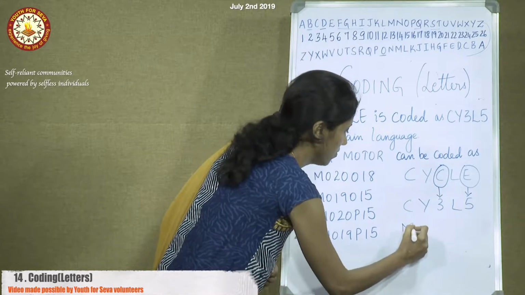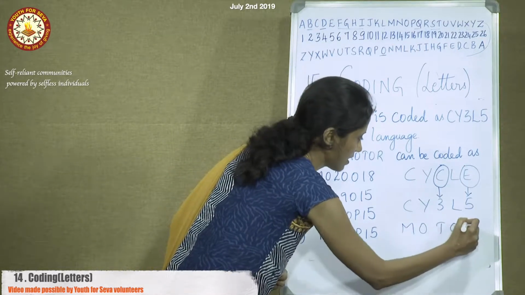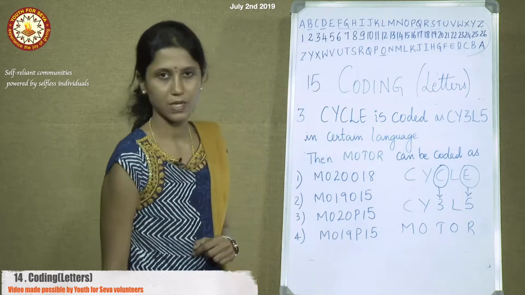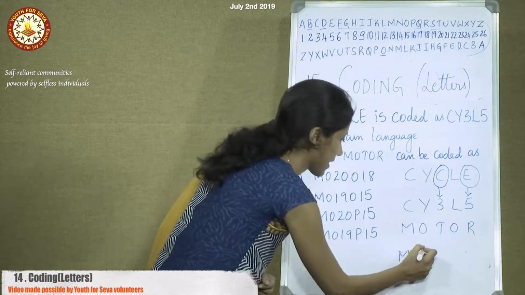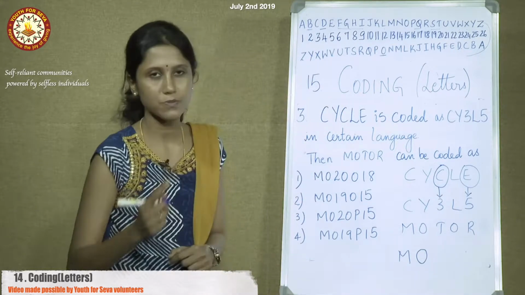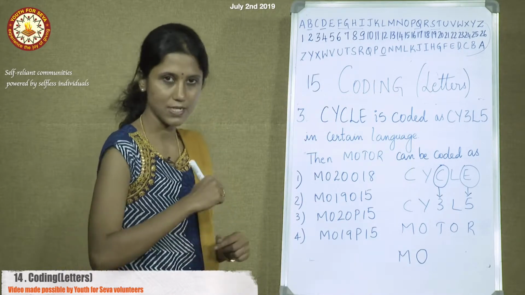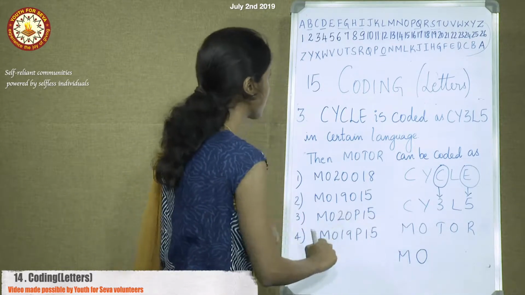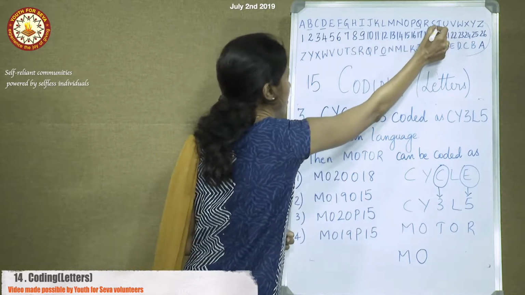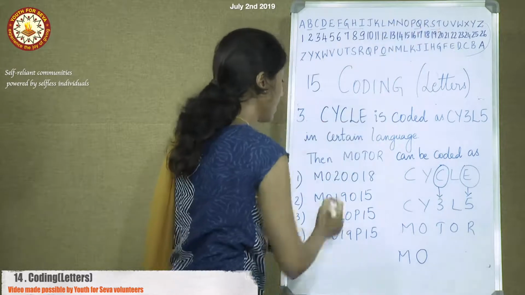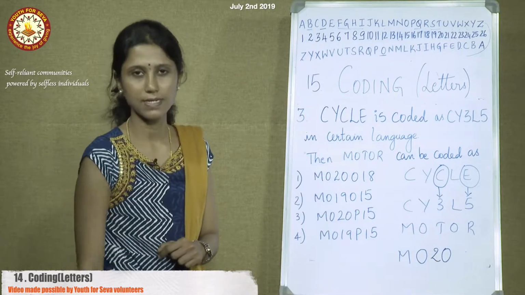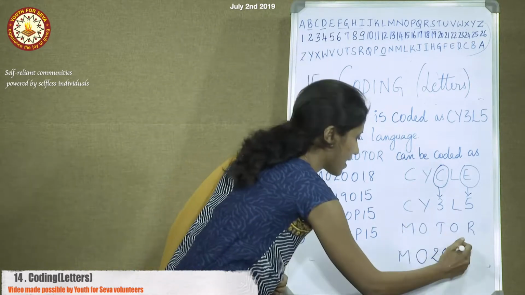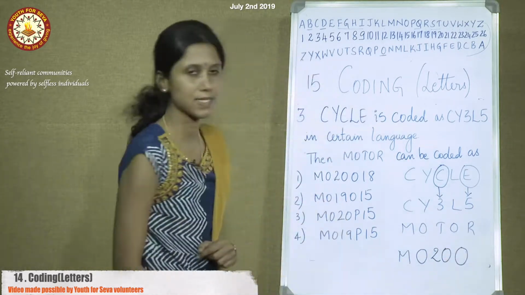So MOTOR, it is also a 5-letter word. So let me retain the first letter as it is, second letter as it is. So what has to be done with the middle letter now? It has to be replaced by its position. In the forward direction, we know that T is actually the 20th letter. So let me write here 20 instead of T. And O as it is. So go with the last letter R.